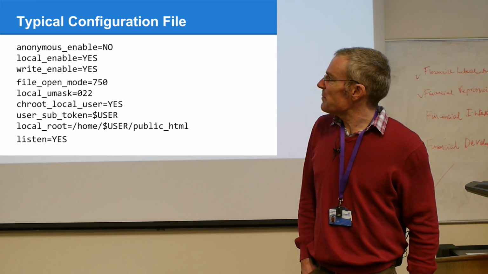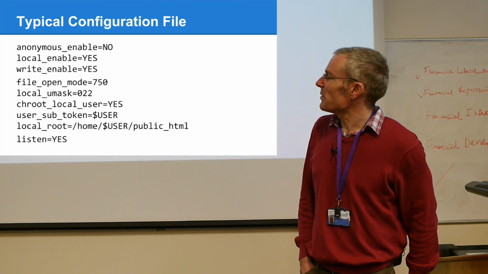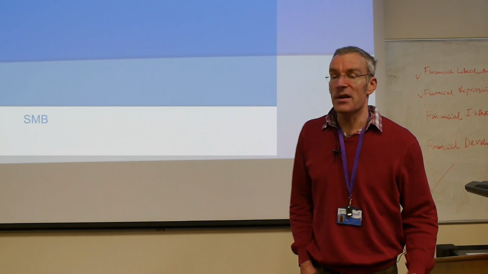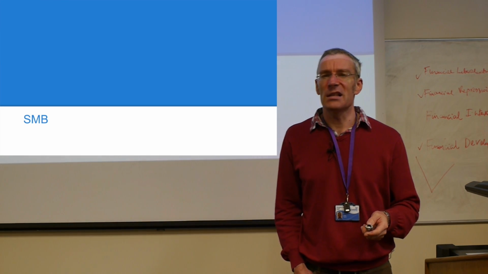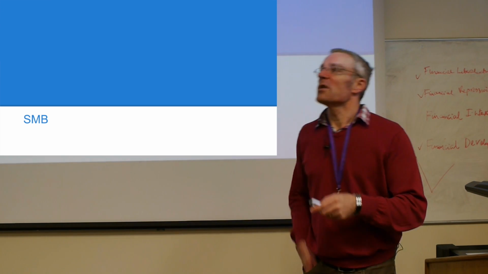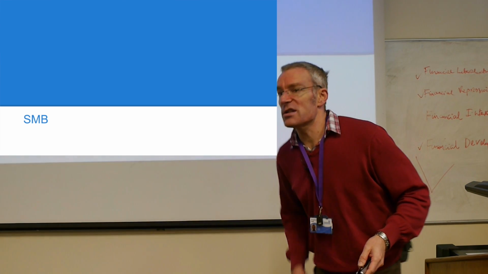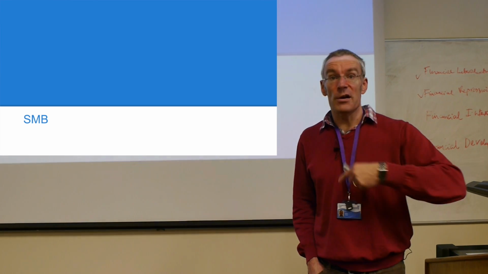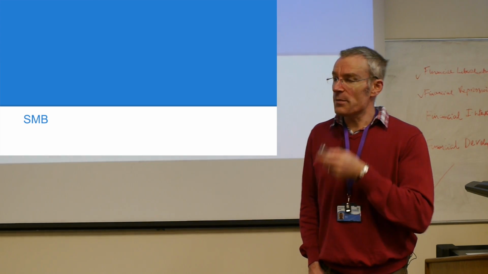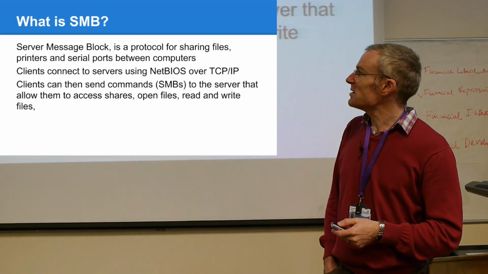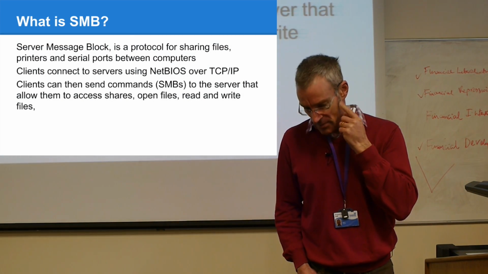So FTP is really simple to set up, which is more than we can say for SMB. SMB is a little bit more complicated. So in other words, you should very quickly be able to set up an FTP server and drag files onto your server. To set up an SMB server, it's a bit more complicated.